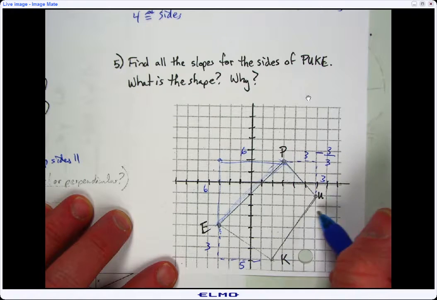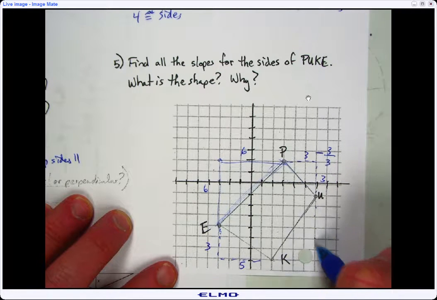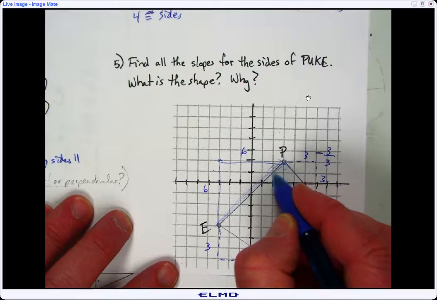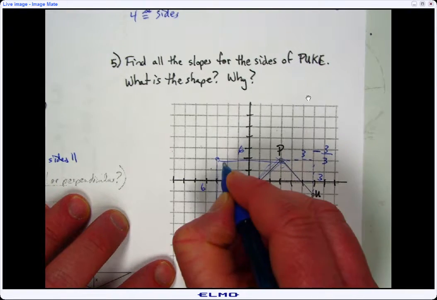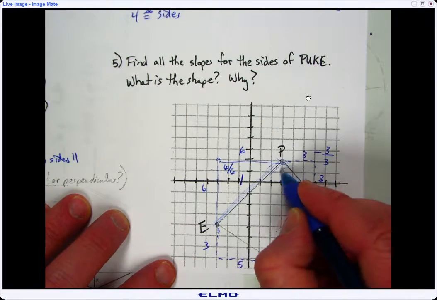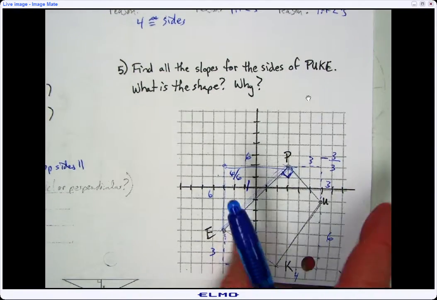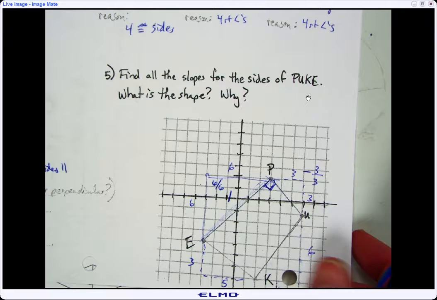This one is 1, 2, 3, 4, 5, 6. And 1, 2, 3, 4. 6 over 4. Not parallel. The only thing you can say here, if this has a slope of positive 1, is it's 6 over 6. This has a slope of negative 1. There's a right angle right there because they are opposite reciprocals. So the shape is a quadrilateral because there's nothing special except 4 sides. All right. On to the back here.